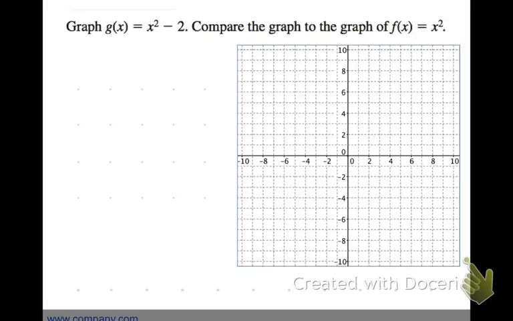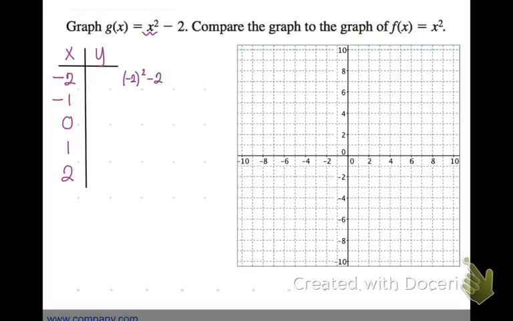So let's go ahead and set up our table with the same values that we talked about yesterday. Now remember, once we choose our x values, those are our ins, so we have to plug it in here for x to see what we get out. So I'm going to do negative 2 squared minus 2. That gives me 4 minus 2, which is 2.